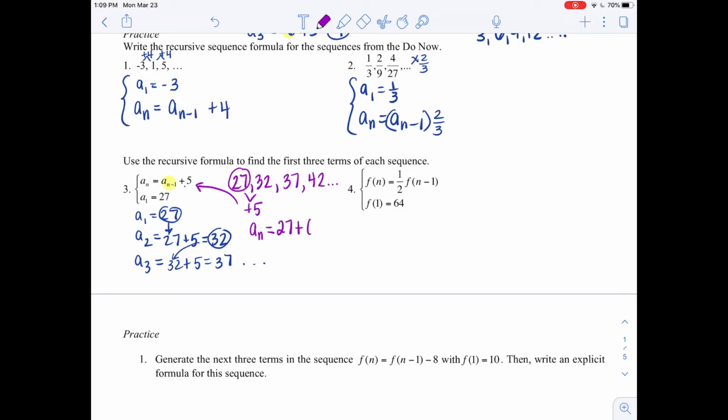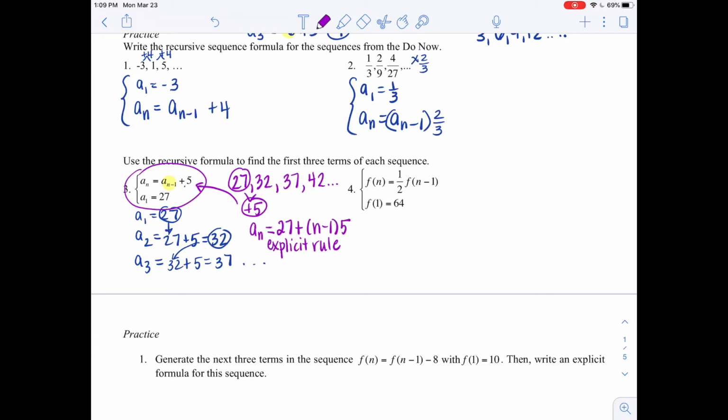So if I wanted my nth term rule, it would be my first term, 27, plus n minus 1 times my common difference, which is the thing we keep adding by. So this would be what we call an explicit rule, whereas the one that we were given originally is the recursive rule.